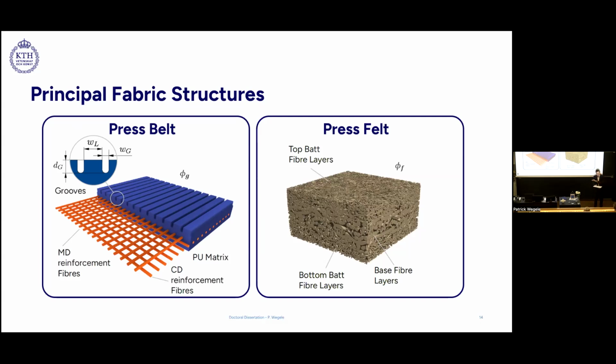These batt fiber layers on the top and on the bottom are attached to the base layer using a so-called punch needle process, where barbed needles create one mechanically entangled network. This press felt, which is the result of the punch needling process, offers a certain void volume that is necessary to allow water coming from the paper web to flow through the press felt into the voids of the roll cover or press belt. So now you're familiar with both press felt and press belt.